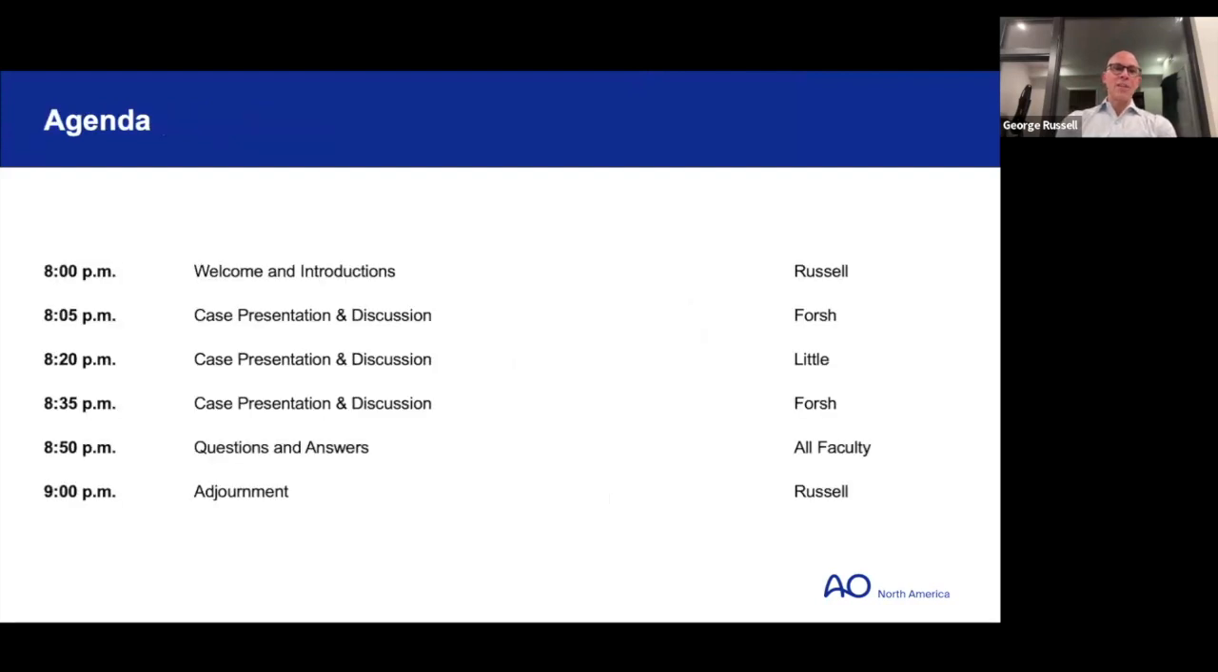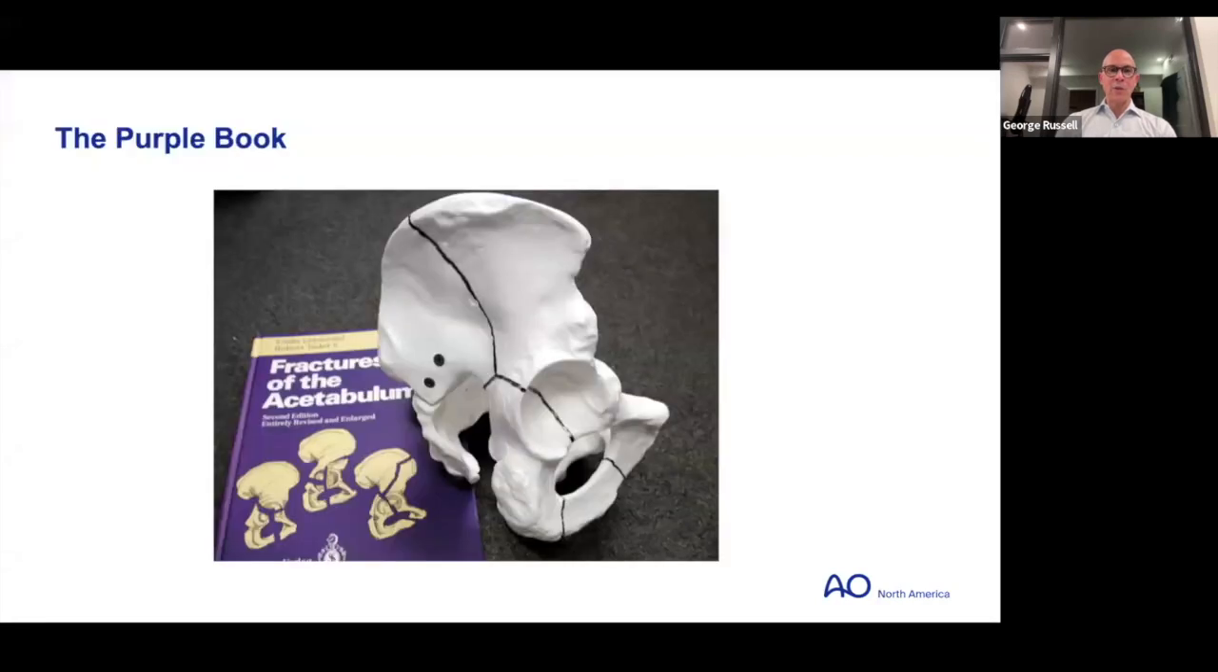This is the run of the evening. We'll have 3 cases which our faculty members will work through, and if we have additional time, we will have an additional bonus case for us to work through.